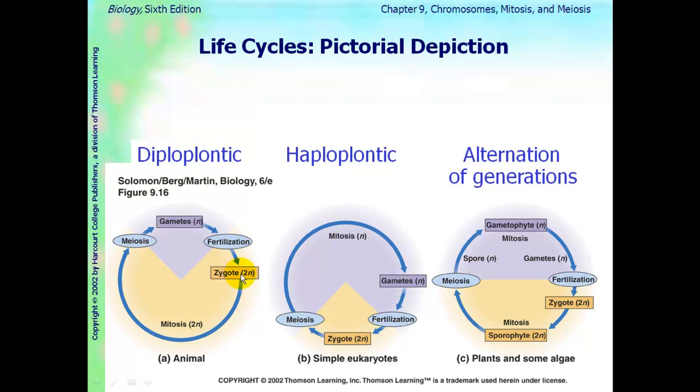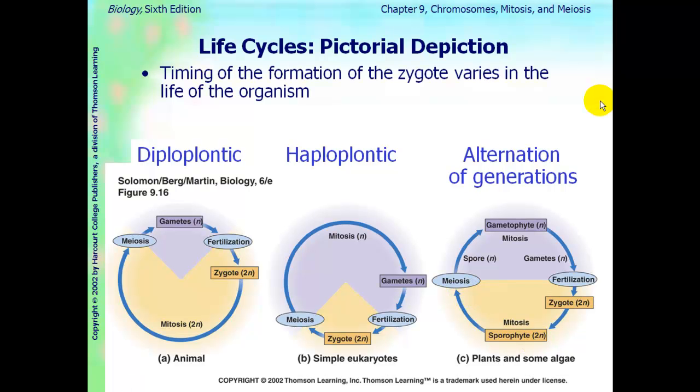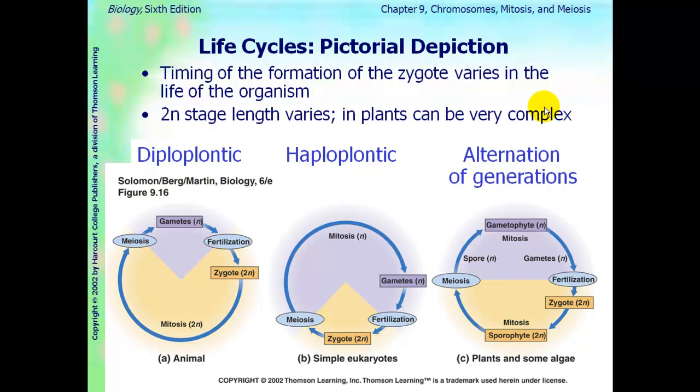In the diplontic life cycle, for most of our life we are 2N, or diploid. For simple eukaryotes like protists that are haplontic, most of their life they are haploid, 1N. And then plants that do alternation of generations, see, half of their life they're haploid, or gametophytes, and half of their life they are sporophytes, diploid. The timing of the formation of the zygote will vary in the lifetime, and how long they are diploid varies between organisms. In plants, it's very complex.